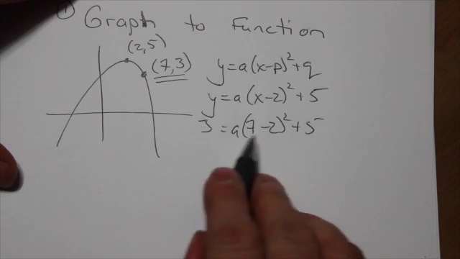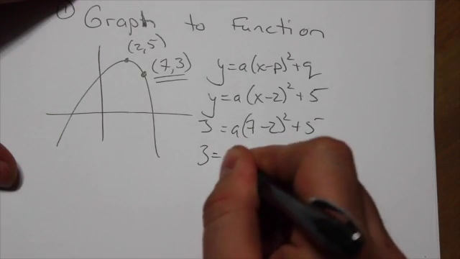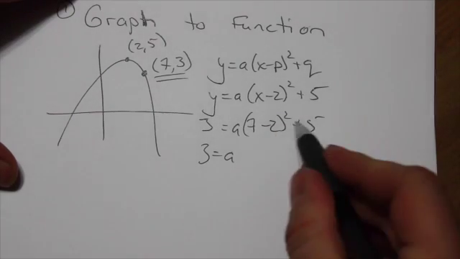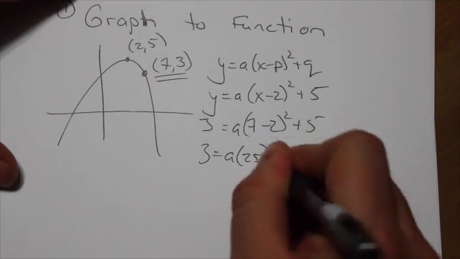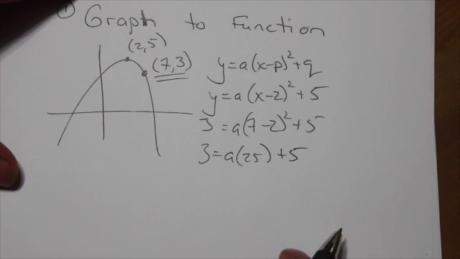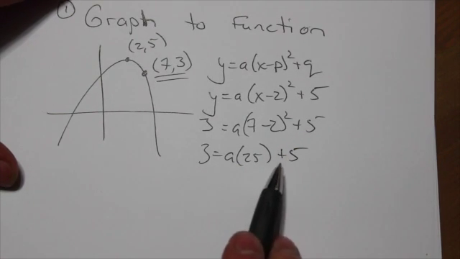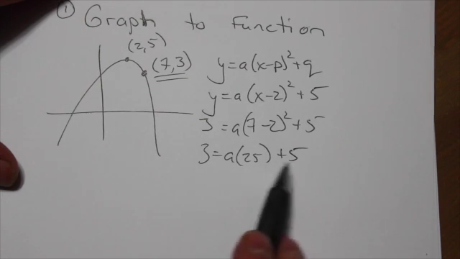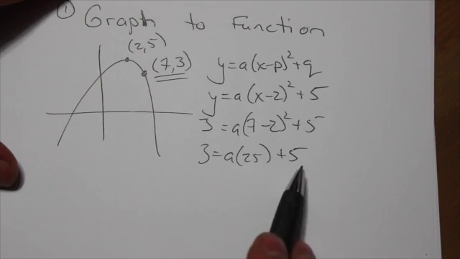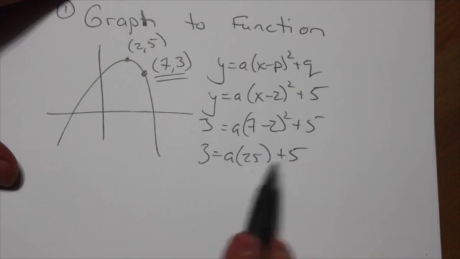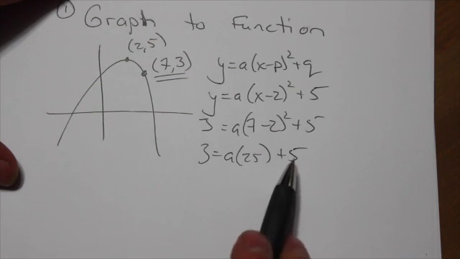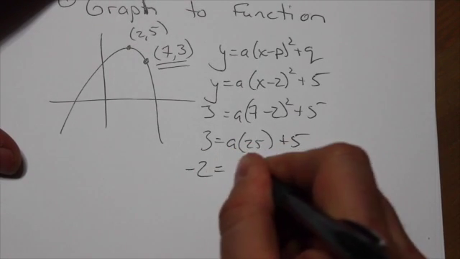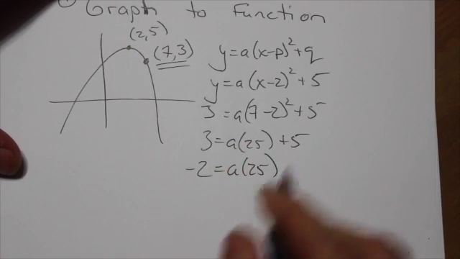So the very first thing that we're going to do is evaluate what's inside the brackets. 7 minus 2 is 5, squared is going to make that 25. The next thing that we do is bring this plus 5 over to the other side of the equation. Remember, you do not combine the 25 and the 5 because these are not like terms. So I'm going to bring the 5 over, subtract it, and it's going to give me negative 2 is equal to a times 25.